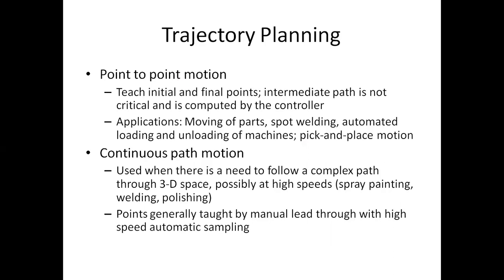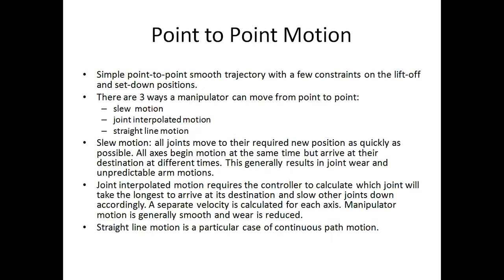Continuous path motions are used when there is a need to follow a complex path through 3D space, possibly at high speeds. So points are generally tuned manually, through which high speed automatic sampling is done. Now, point to point motion: a simple point to point smooth trajectory with a few constraints on the lift off and set down positions.